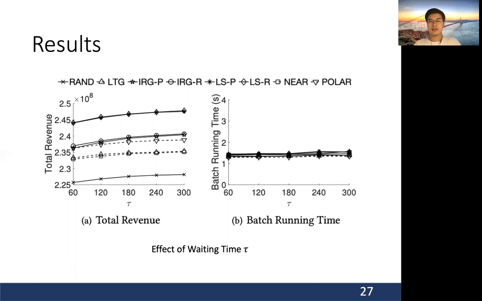We present a set of experiment results here. Our queuing theoretical approaches can achieve more revenue than baseline algorithms. QLAR is better than other baseline algorithms with respect to the total revenue. In addition, all the tested algorithms are very efficient and can finish a 3-second batch within 2 seconds.